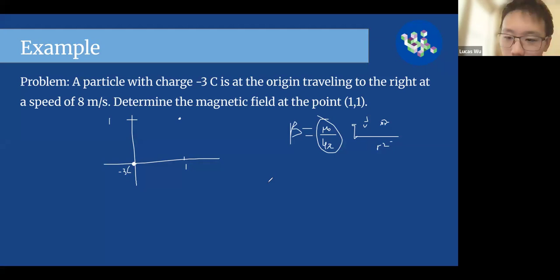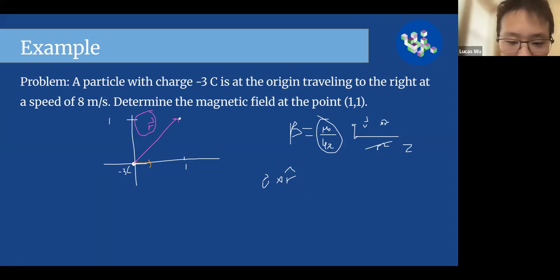Now, the main thing is just finding what V crosses your R cap is. The velocity is traveling in this direction, and the R vector would be pointing in this direction. But that's the full vector R, not the unit vector, because the unit vector has length 1.